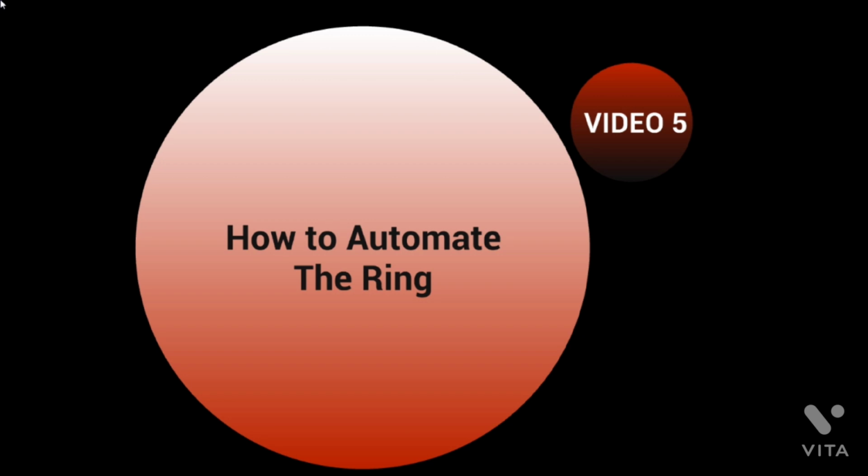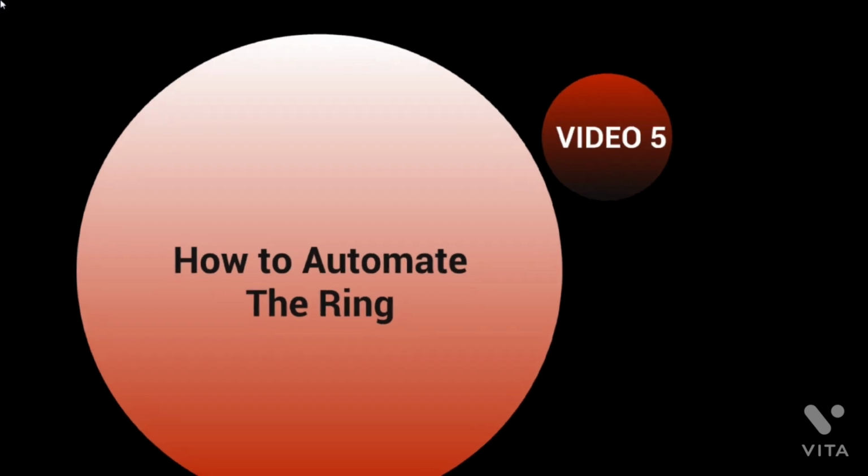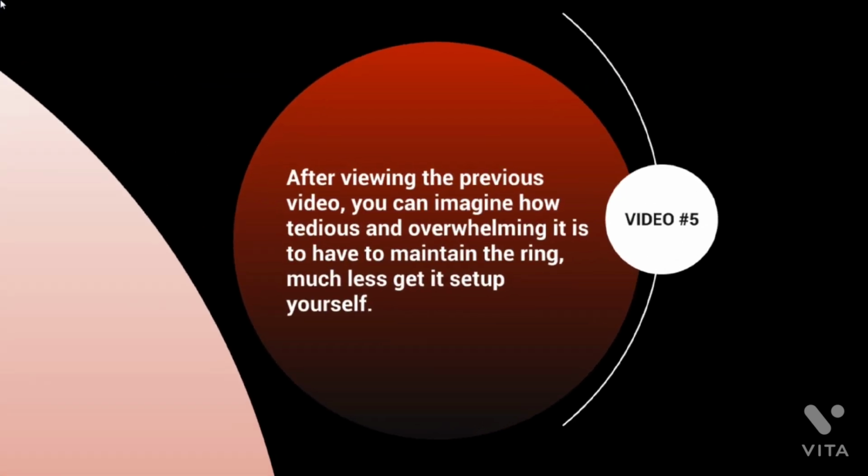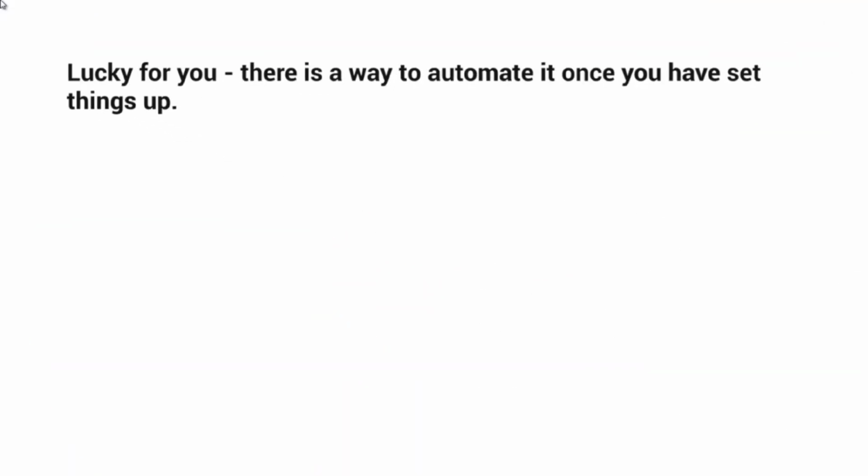We're going to talk about how to automate the ring. Now that you understand how everything is interlinked, how everything is connected, and how you can be creative and make your own ring. After viewing the previous video, you can imagine how tedious and overwhelming it is to maintain the ring, much less get it set up yourself. But lucky for you, there is a way to automate it once you have set things up. Getting things set up is the tedious process.